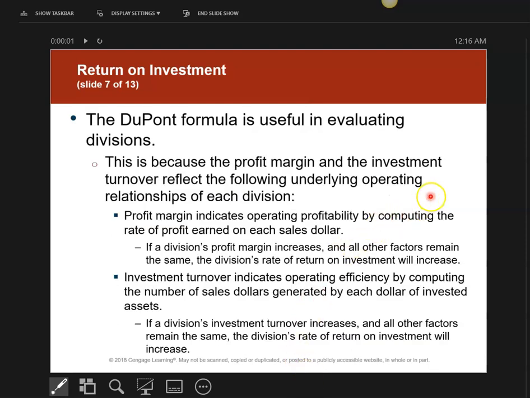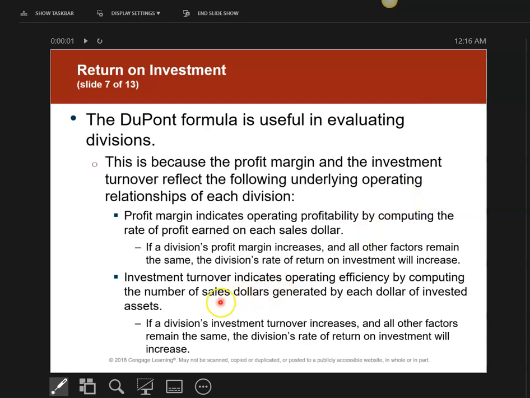The whole thing about ratios is the relationship. And so what I'm actually doing here is I'm looking at the relationship, the underlying operating relationship of each division. Profit margin, that's how much money I'm actually making after my basic expenses. If you remember, gross profit.